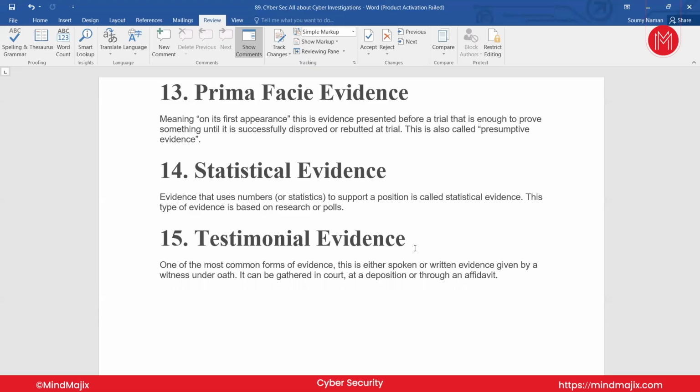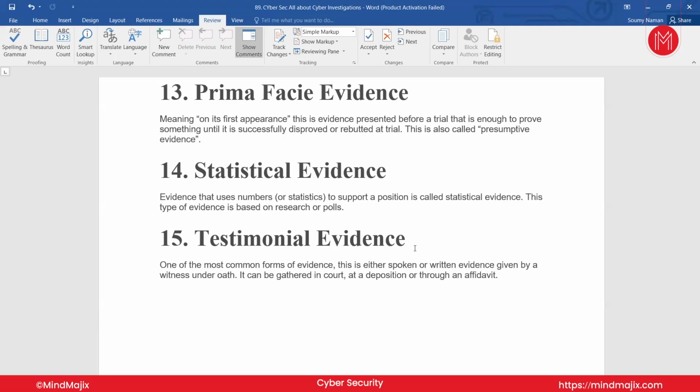The next one, or the 14th one, is statistical evidence. These are the evidences that use numbers or statistics to support a position. It's called statistical evidence. These type of evidences are based on research or polls that have been conducted.